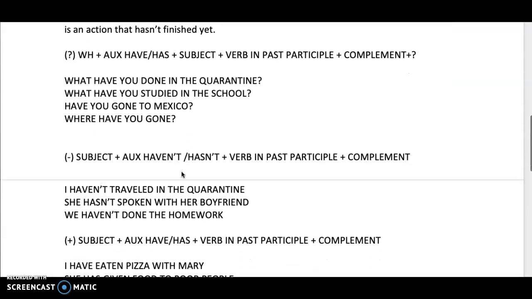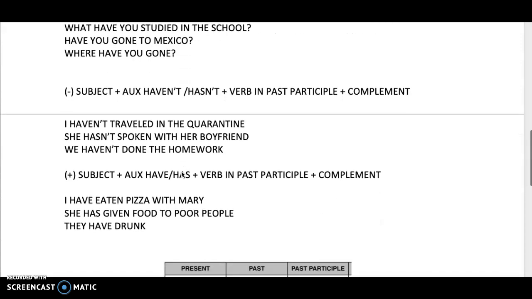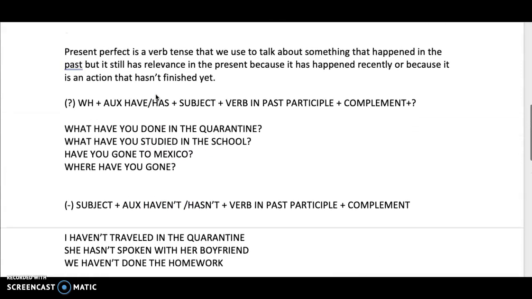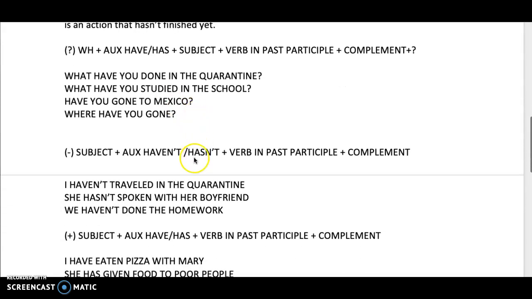Let's continue with the negative sentences. We have the subject or the person. We have, remember the auxiliary, haven't or hasn't, I'm sorry. So remember that the negative form for has is hasn't, and the negative form for have is haven't. And this is the contraction for have not or has not. Okay? Now we continue with the verb in past participle and the complement.